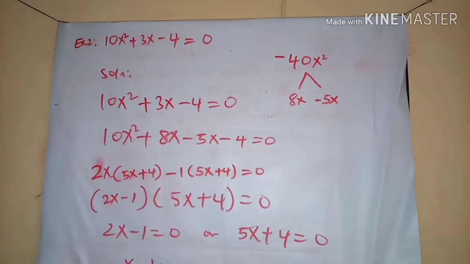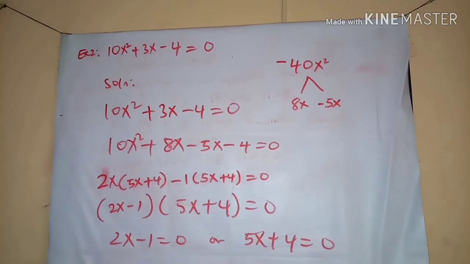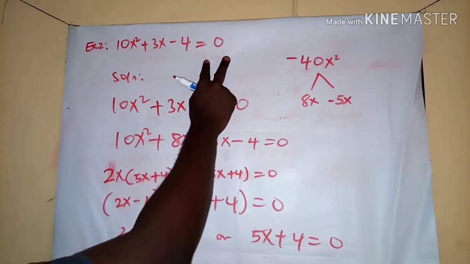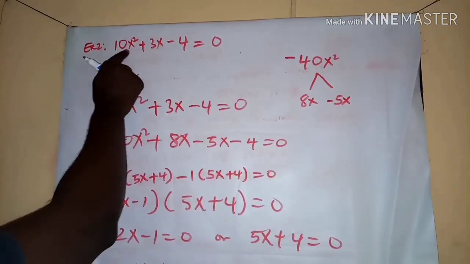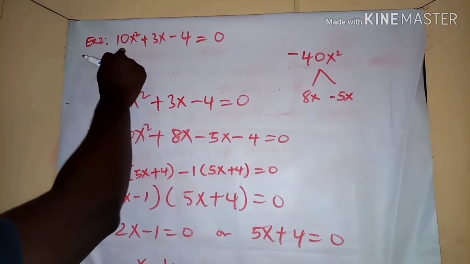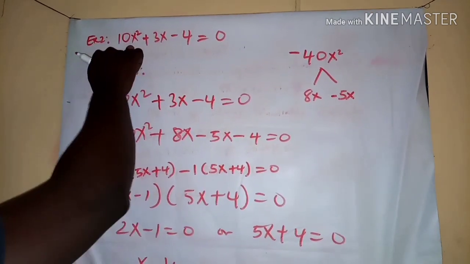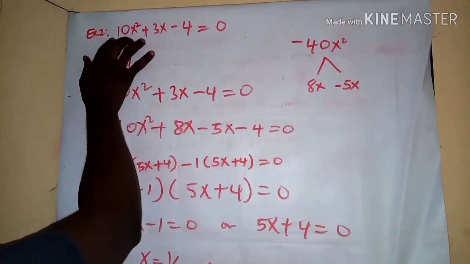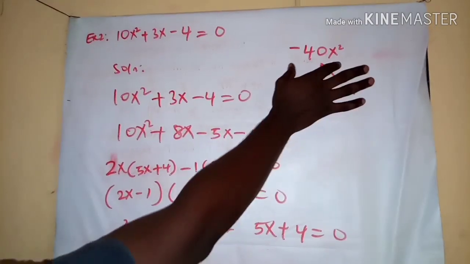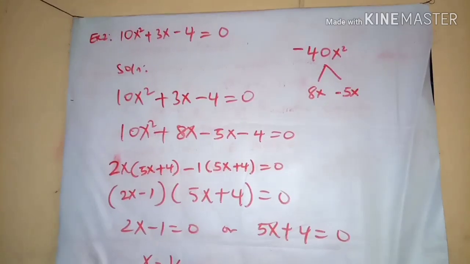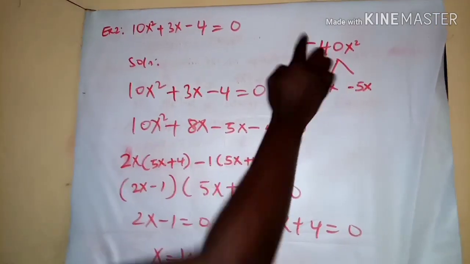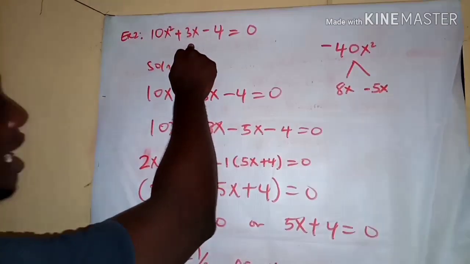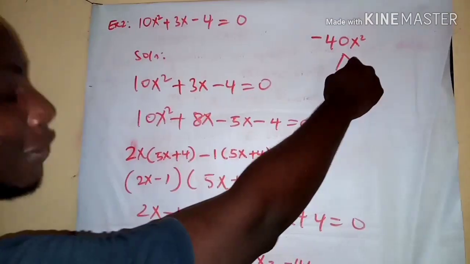Okay guys, for the second example, I have 10x squared plus 3x minus 4 equals 0. So unlike the first one where our x squared didn't have a coefficient, it had just 1, this one has 10 as a coefficient. So we do the same thing that we did. We multiply the coefficient of this one and this, which is minus 40x squared. So we look for two factors of minus 40 that when we add or subtract them, we have 3, and when we multiply them together, we have minus 40.